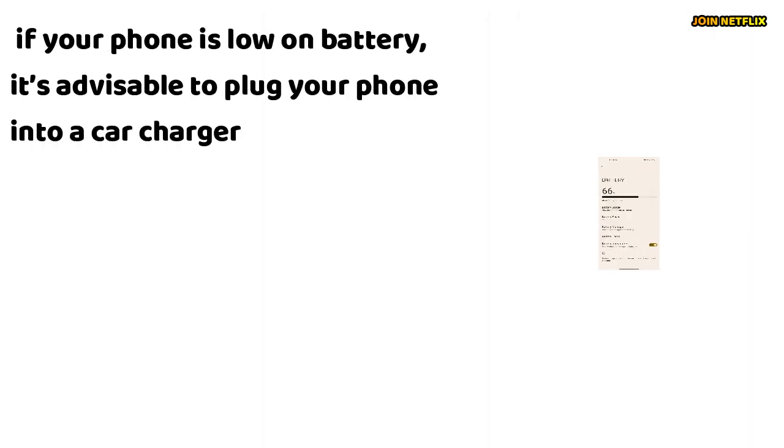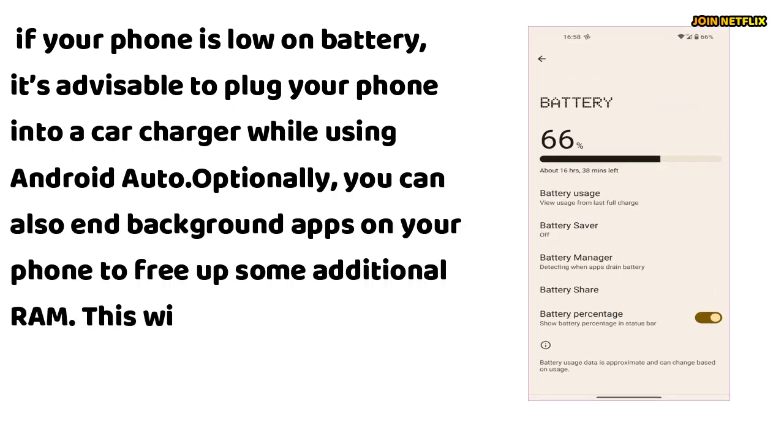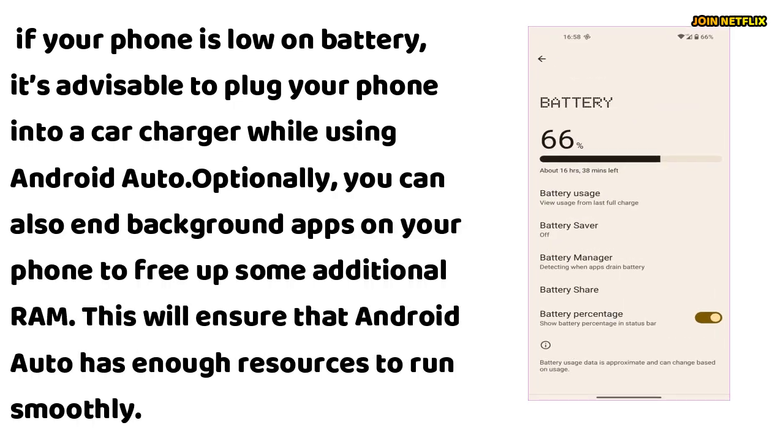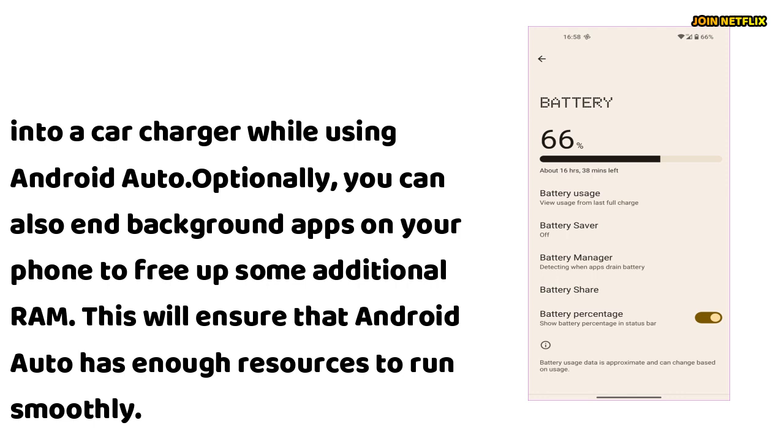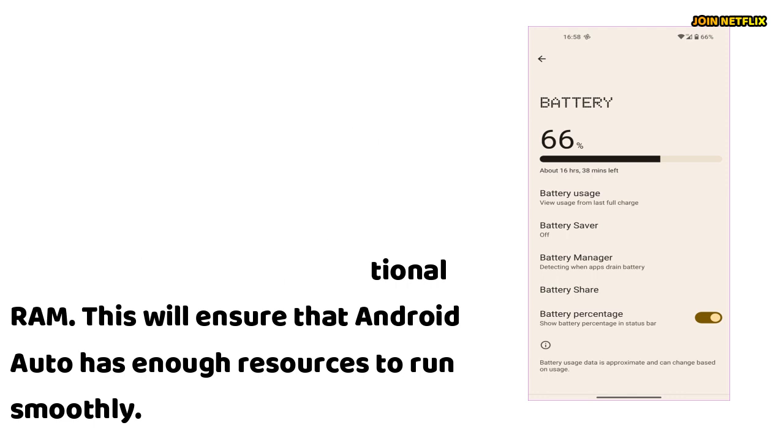If your phone is low on battery, it's advisable to plug your phone into a car charger while using Android Auto. Optionally, you can also end background apps on your phone to free up some additional RAM. This will ensure that Android Auto has enough resources to run smoothly.